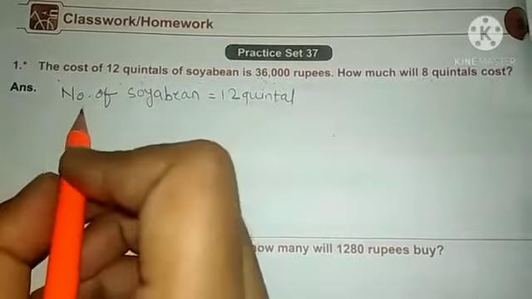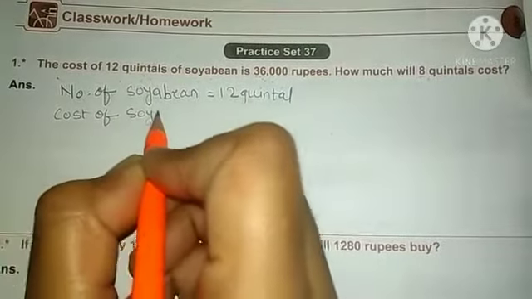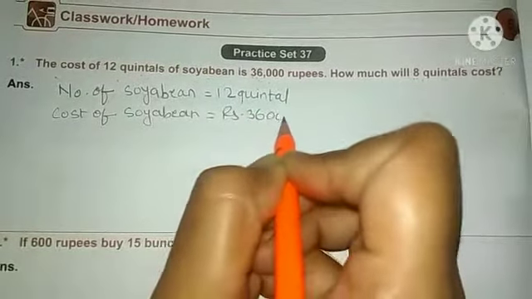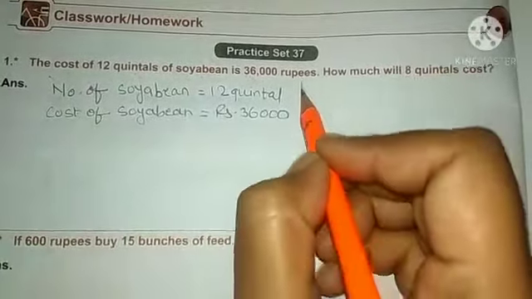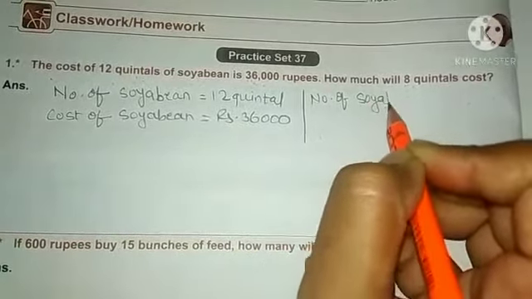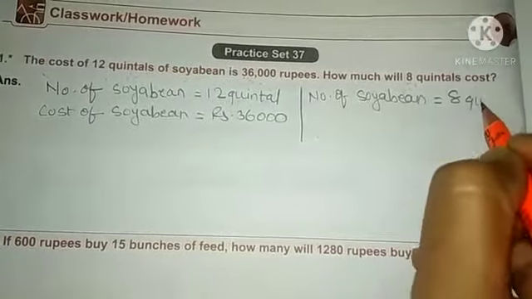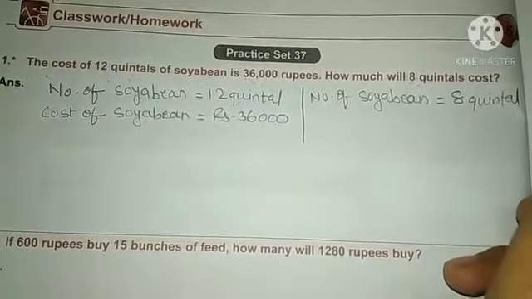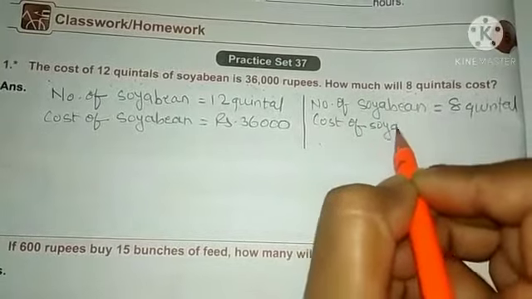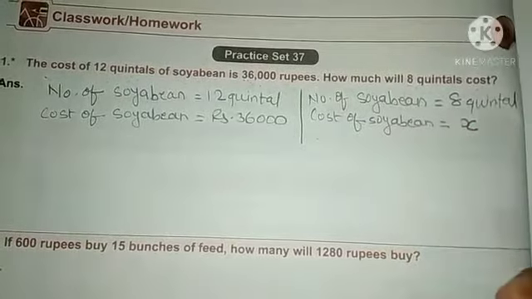The cost of 12 quintals of soybean is given, that is rupees 36,000. Clear? Now the next information given is the number of soybean, that is 8 quintal. Now what is the cost of these 8 quintals of soybean? It is not given. That we have to find out. So what will you take here? We will take it as X.